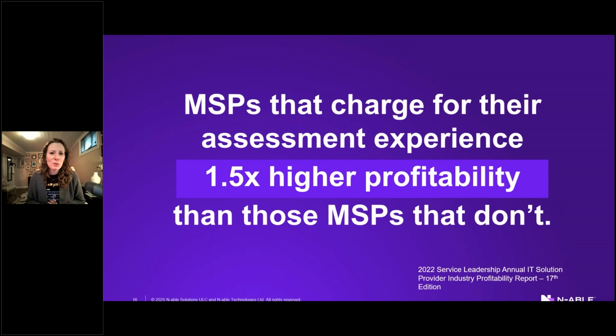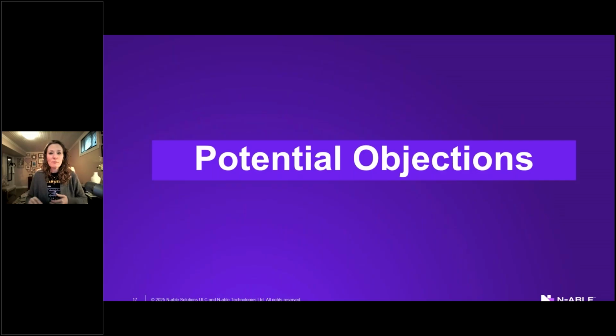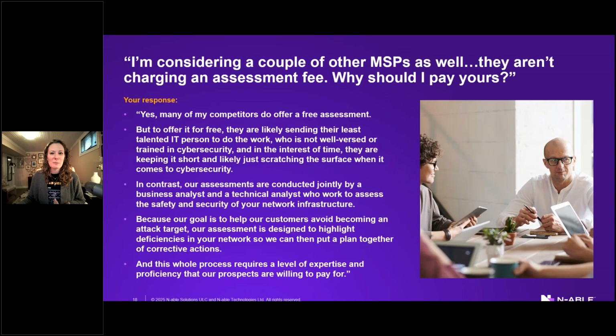Because if a prospect is willing to pay for your assessment, they're more than likely going to be willing to pay what you're charging for the services that you offer. So, as you're conducting this stage of the MSP sales process, there might be a couple of comments you may get from your prospect that you want to be prepared for. If you tell them that you do charge for assessments, the prospect may come back and say, well, I'm considering a couple of other MSPs. They're not charging for their assessments. Why should I pay yours and go with you?